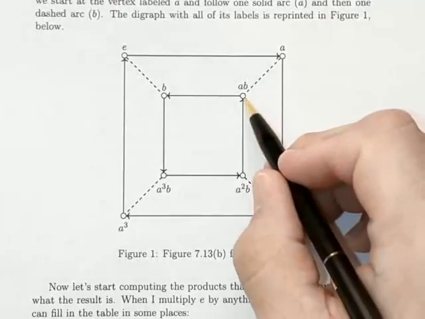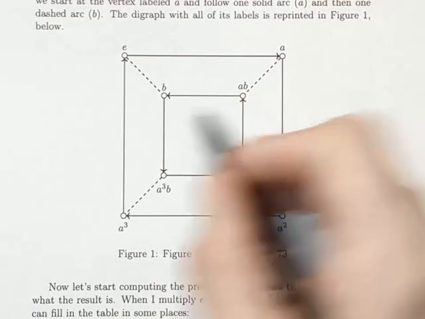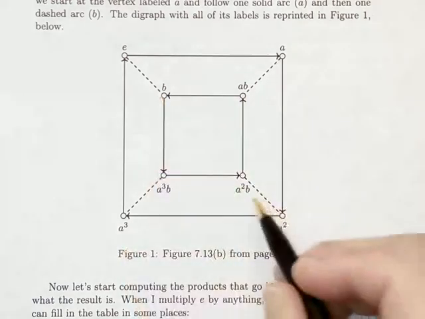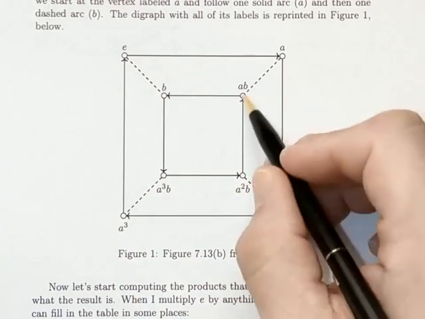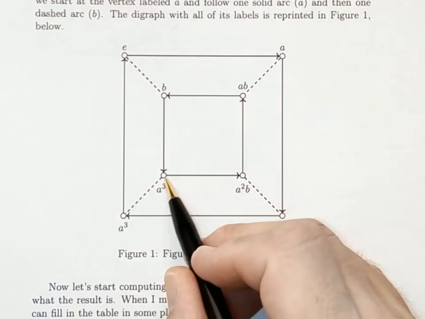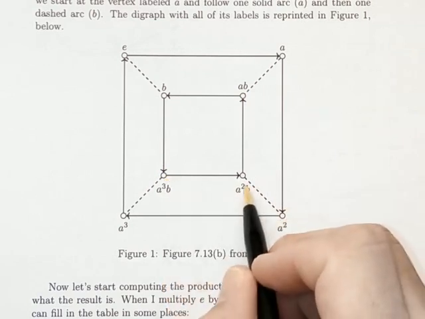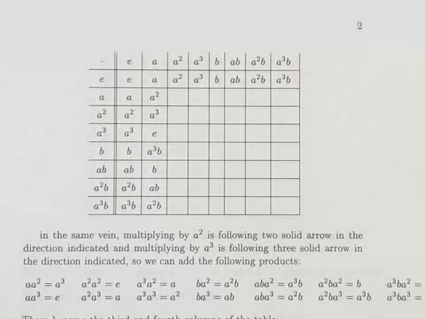Start at AB. So now I would be doing ABA. Where do I end up? Here. Start at A squared B. A squared B, A on the right is here. Start at A cubed B, A cubed BA, A squared B. This is clearly not an abelian group. Multiplying on the right is not the same as multiplying on the left.